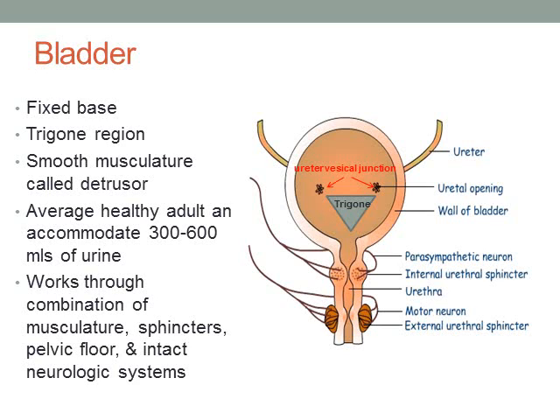Note in this slide the trigone area of the bladder, where the terminal end of the ureters are firmly attached to the bladder itself. The trigone region is a triangular-shaped smooth muscle area at the base of the bladder. It is divided into two segments, superficial and deep. Urine is directed to the bladder through peristaltic waves.